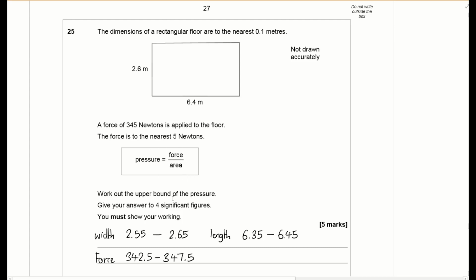Work out the upper bound of the pressure. Give your answer to 4 significant figures. You must show your working. Now, the overall answer is going to be dependent upon this equation here.